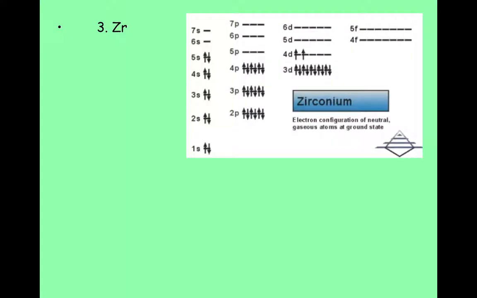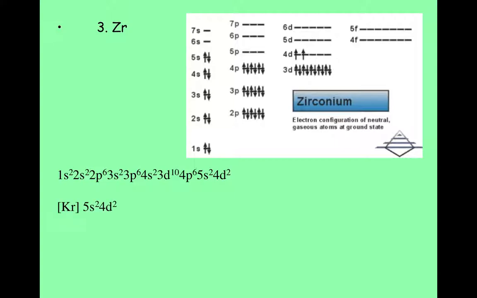And my last example is zirconium here. Remember, please try to do this problem on your own and then check it. And if you're checking back in, here is the answer. Zirconium has all of these sublevels filled up until the 4d sublevel, where there are only 2 electrons in the 4d sublevel. The configuration then is 1s2, 2s2, 2p6, 3s2, 3p6, 4s2, 3d10, 4p6, 5s2, 4d2.